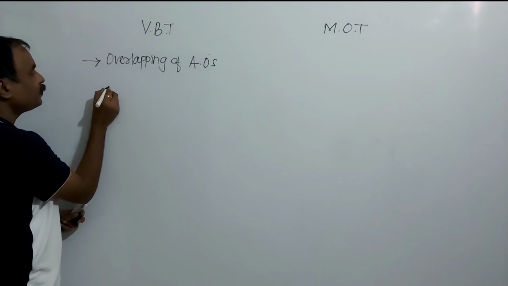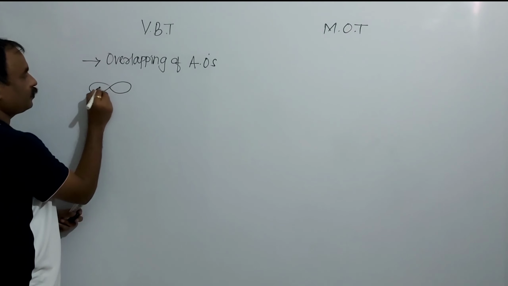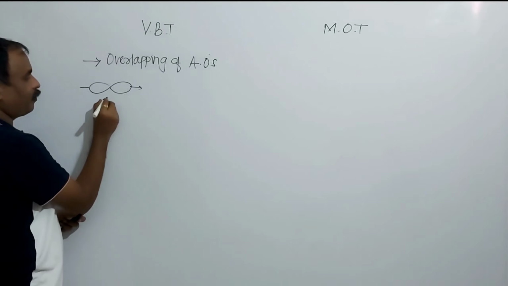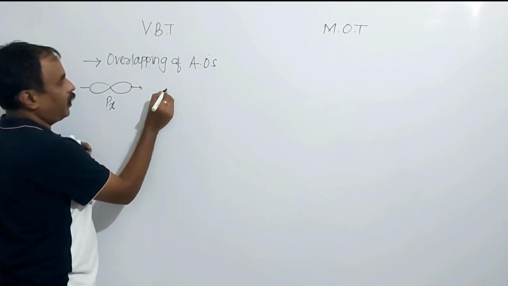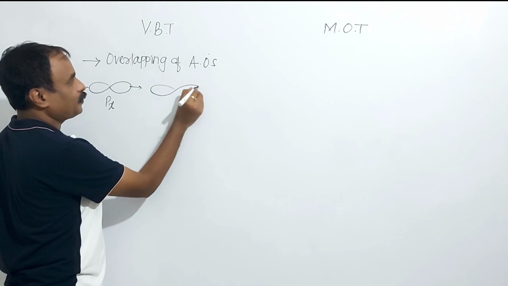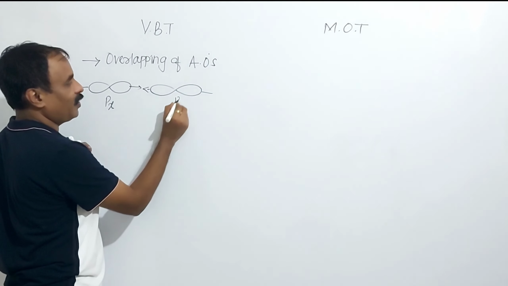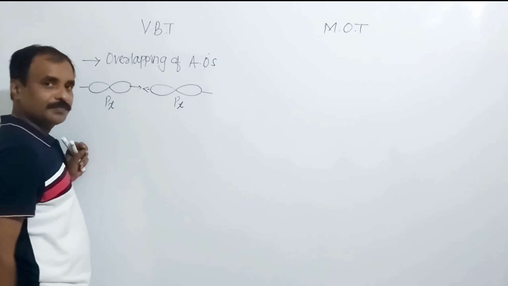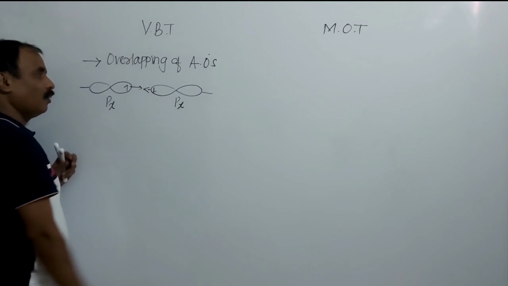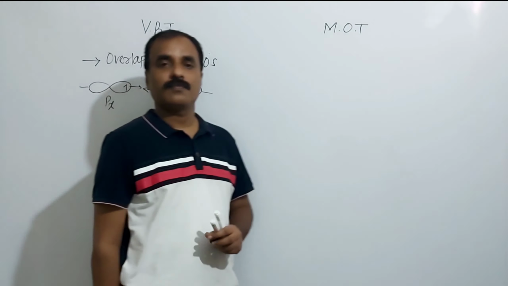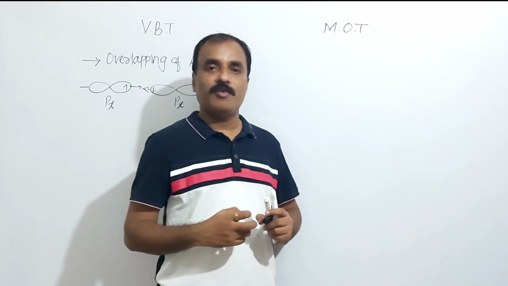Suppose this is a p atomic orbital of one atom. Suppose this is a px, and here it is a px of another atom. Here it is one electron, here it is one electron, but with anti-parallel spin. Remember, when there is an overlapping of atomic orbitals, there is formation of a covalent bond.